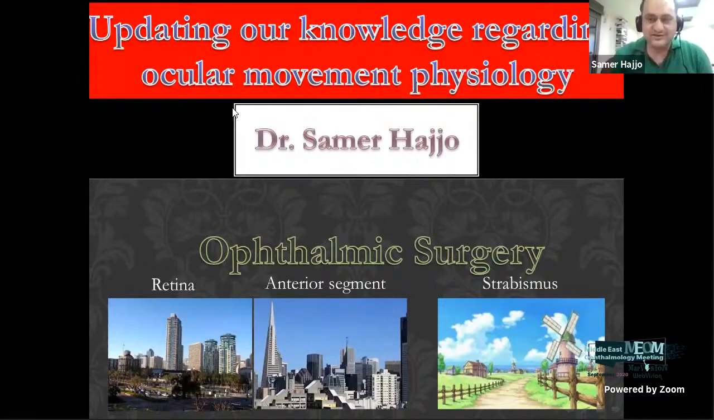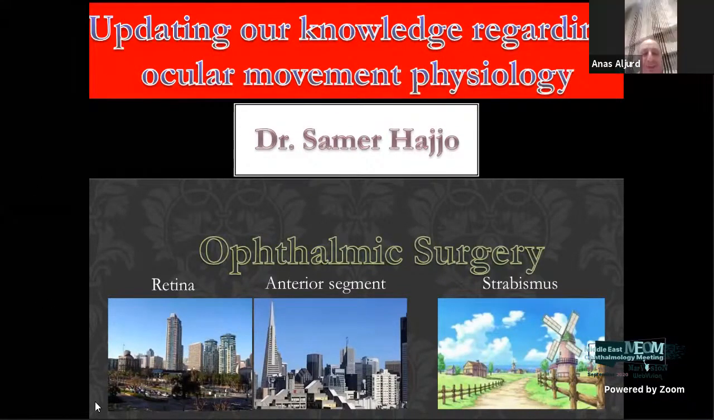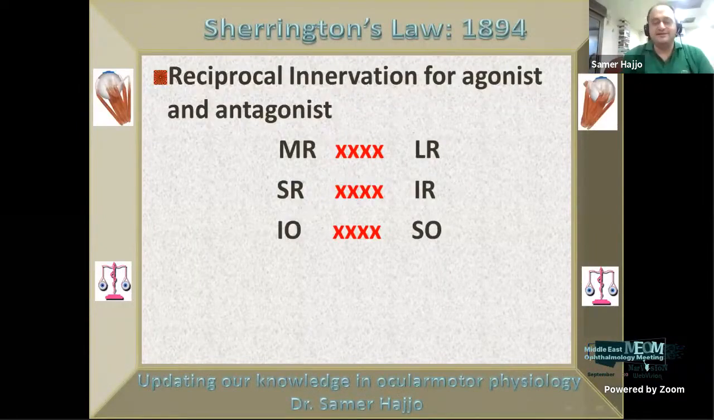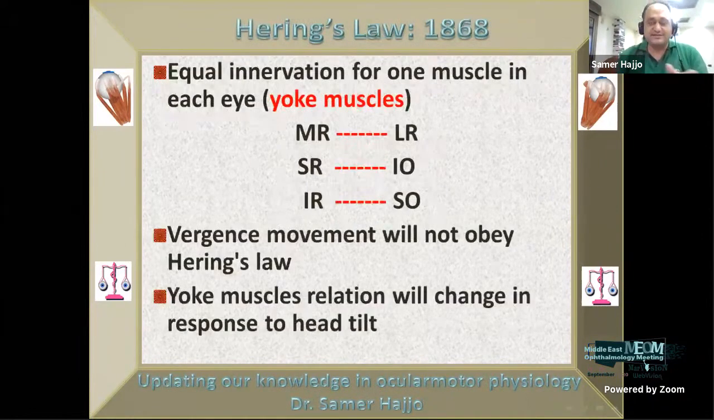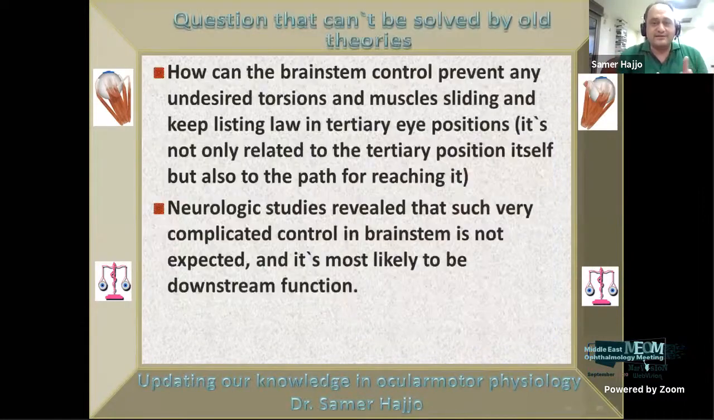Updating our knowledge regarding ocular movement physiology. Sherrington's law, 1894. Hering's law, 1868. Listing's law, 1855. Very ancient rules. But there are questions that can't be solved by old theories.